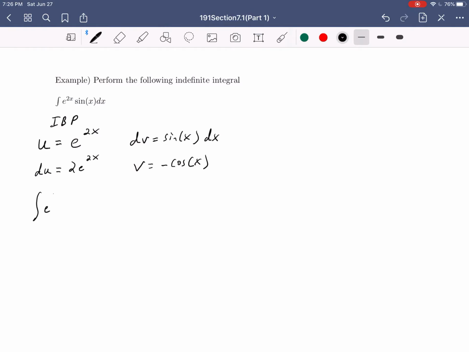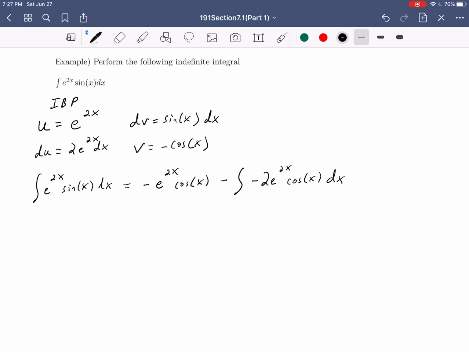So we could then say that the integral e to the 2x sine x dx is equal to that u times v, so it looks like we get negative e to the 2x cosine x minus the integral of that v du. So we'd get, looks like, oh, and we should have our dx there, excuse me. So we should get minus 2e to the 2x cosine x dx. Okay.